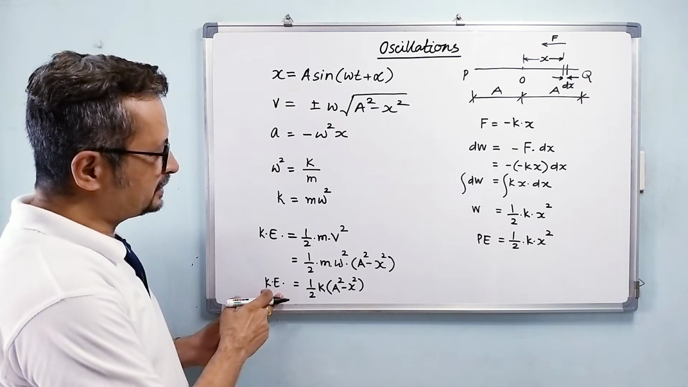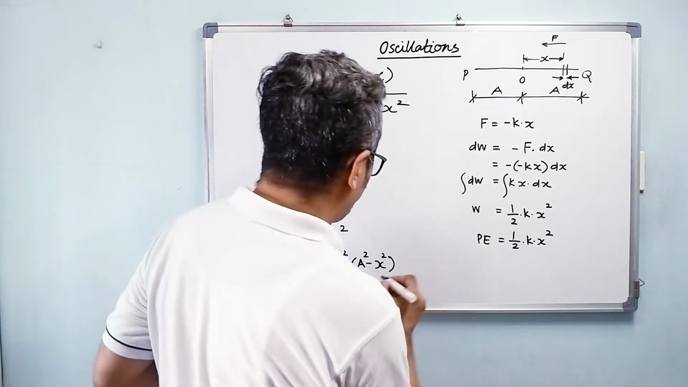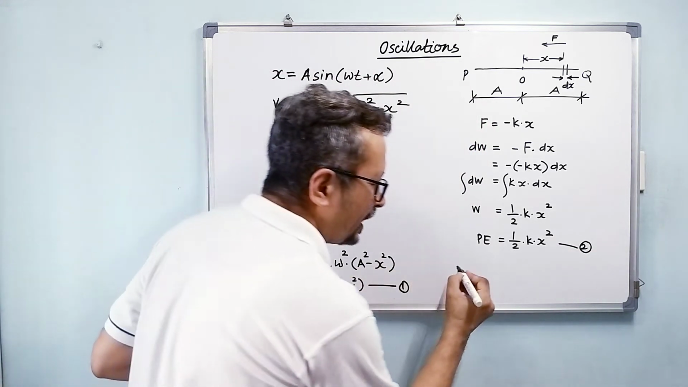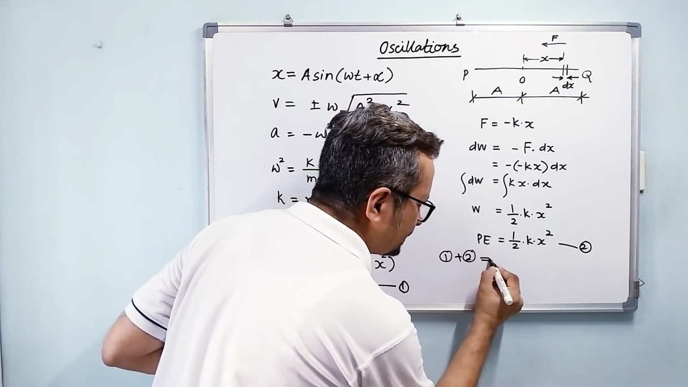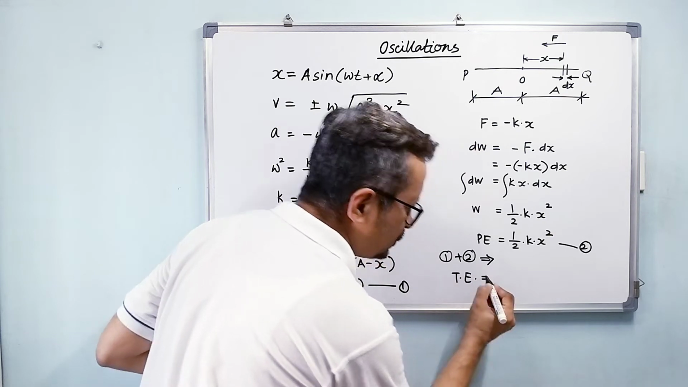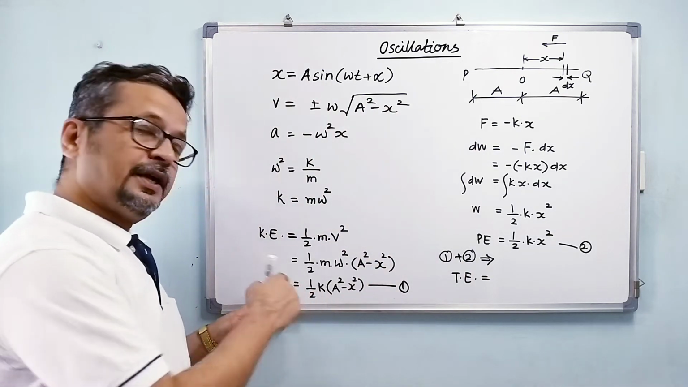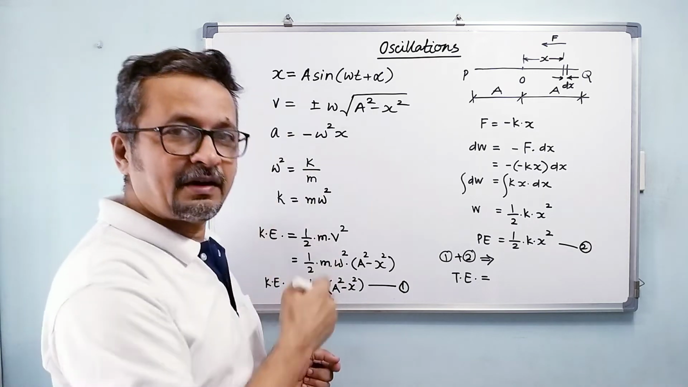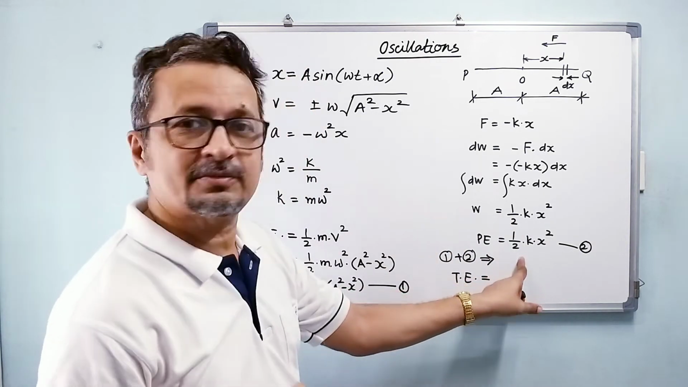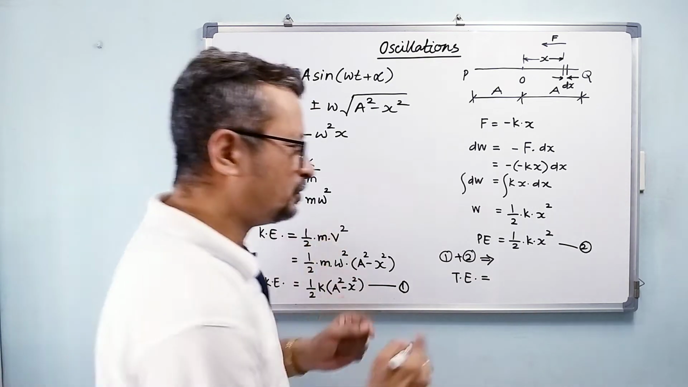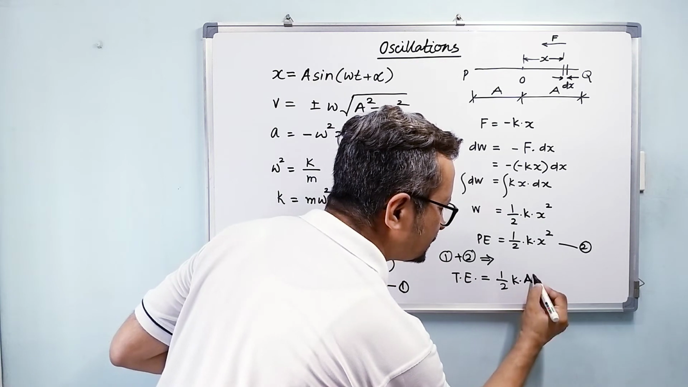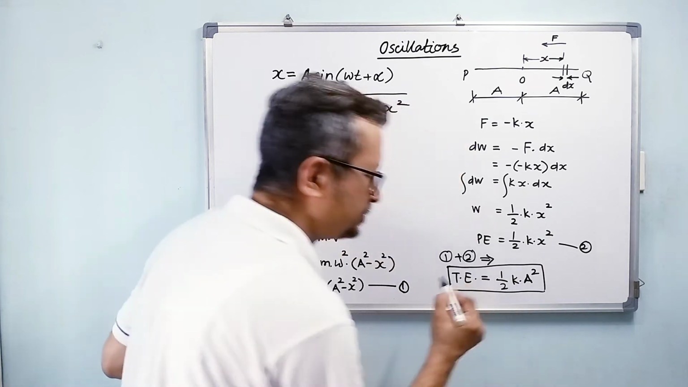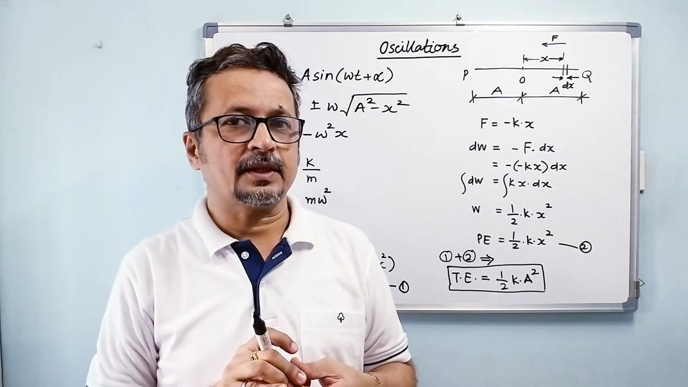So I have kinetic energy is half into k into a square minus x square, and my potential energy, I'll call this 1 and I'll call this 2 here, and if I add both of them, 1 plus 2 implies my total energy is equal to, now here if you open this bracket, okay, it is going to be half k into a square minus half k into x square, plus half k into x square, this potential energy here. Total is going to be equal to half into k into a square, correct? This is the expression for total energy of this particle performing oscillatory motion.